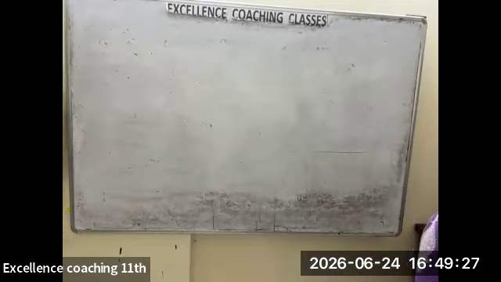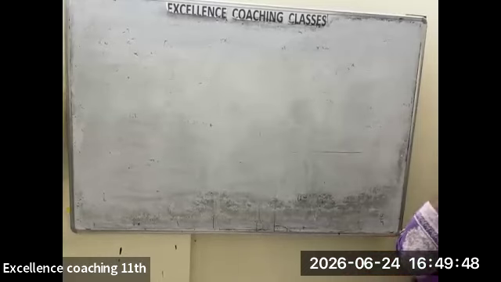Okay, what were the formulas, the kinematic equation formulas? First one, v is equal to u plus at. Second one, s is equal to ut plus half at squared. Third one, v squared is equal to u squared plus 2as. Now you are going to get numericals on this concept.